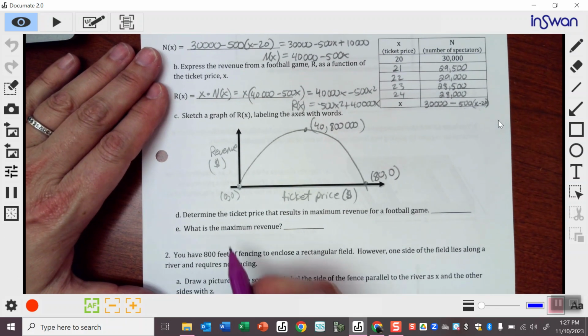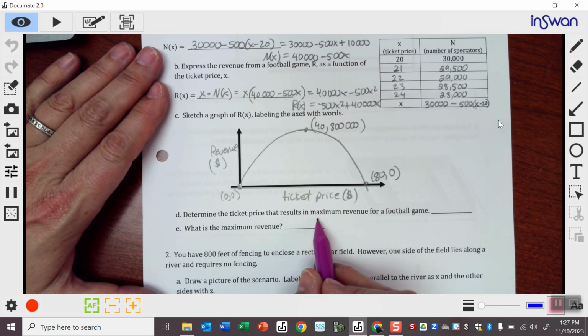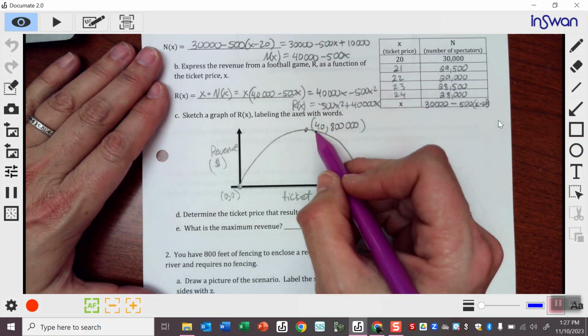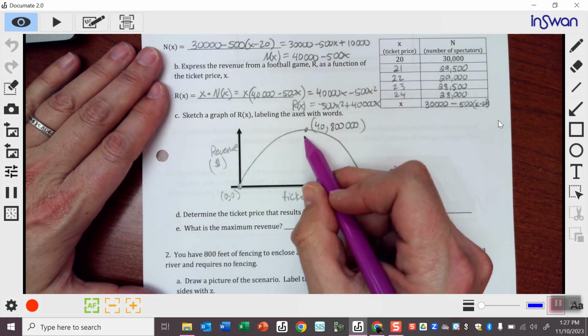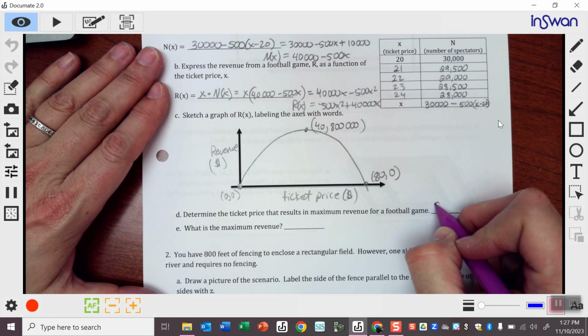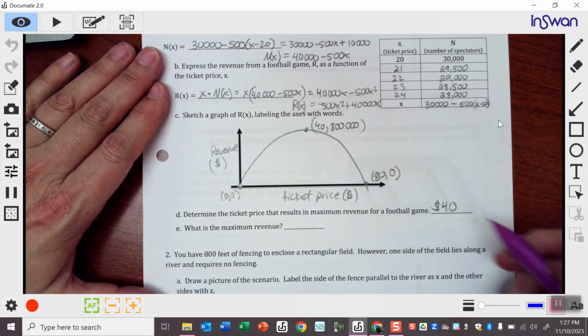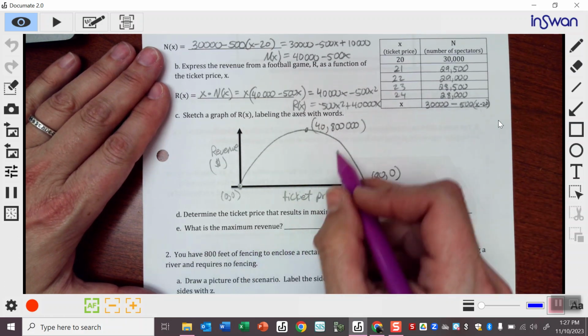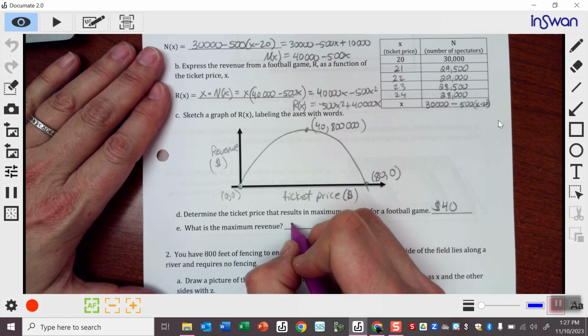Okay, so determine the ticket price that is for the maximum revenue. Well, that's this right here. The ticket price that gives the most money is $40. Okay, so put a dollar sign. What's the maximum revenue? $800,000.